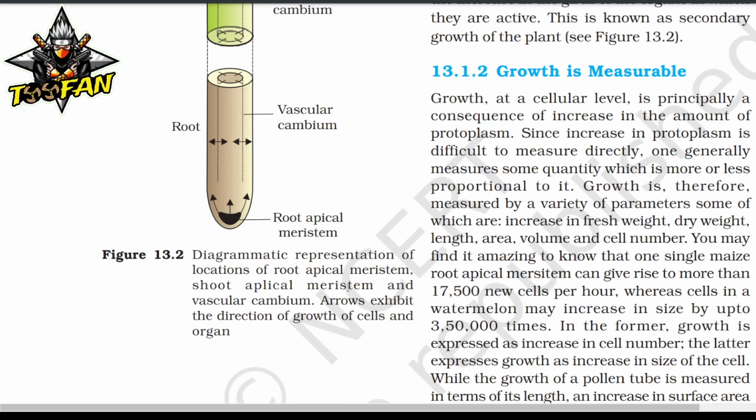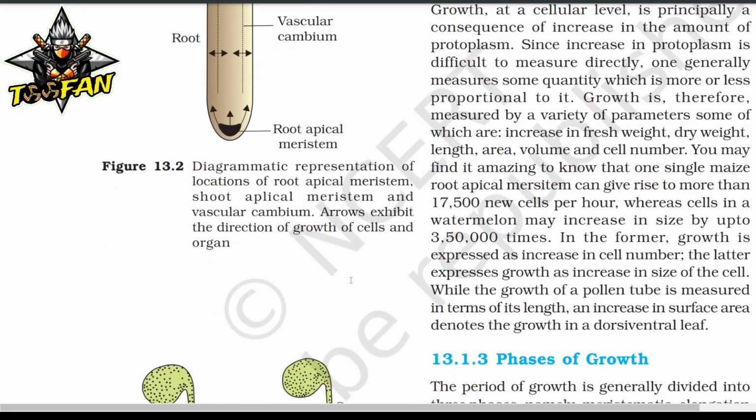You may find it amazing to know that one single maize root apical meristem can give rise to more than 17,500 new cells per hour, whereas cells in a watermelon may increase in size by up to 350,000 times. In the former, growth is expressed as increase in cell number. The latter expresses growth as increase in size of the cell.